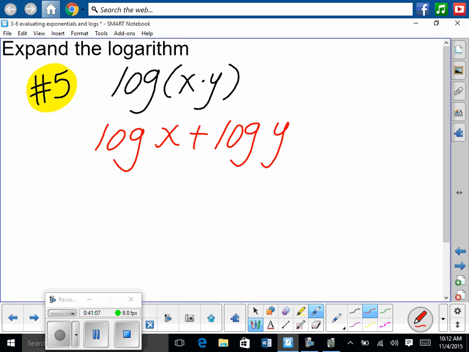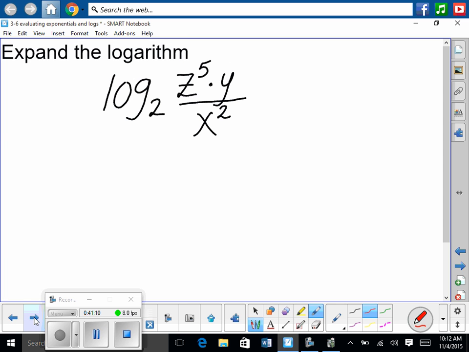Okay, I'm going to do another one. Wait, that's all you do? Yep. So everybody, this example is not from your worksheet because all the examples I was going to do wouldn't give you any practice. So look up here with me, you don't have to take notes, just watch. We have log to the base 2 of z to the 5th times y over x squared. We have a lot going on here.